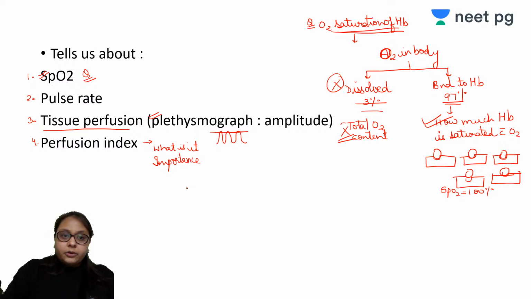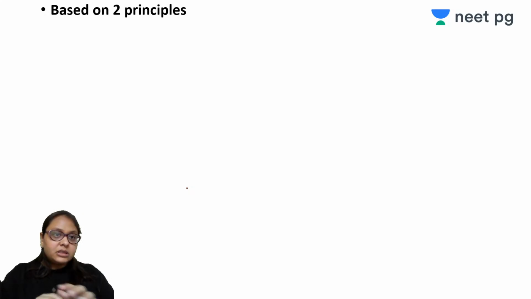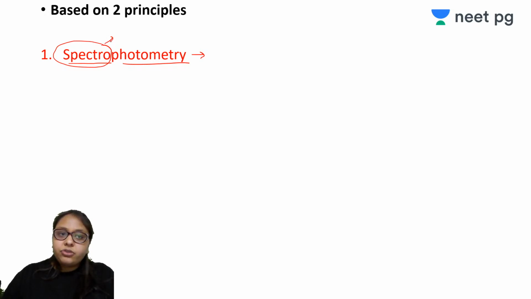Now, what is the principle on which our pulse oximeter depends? So the principle on which the pulse oximeter depends, that we have to see. It is based on two principles, that is spectrophotometry. Now what is spectrophotometry? Spectro, this is the spectrum of light.